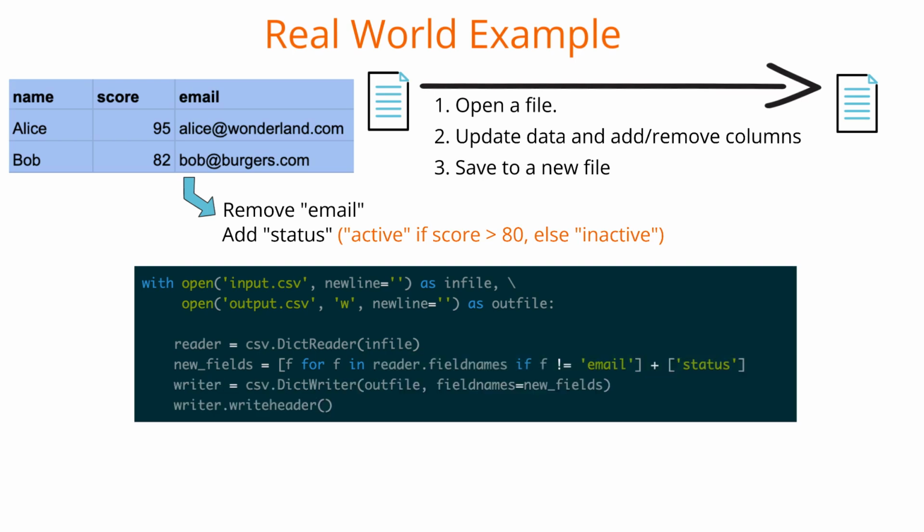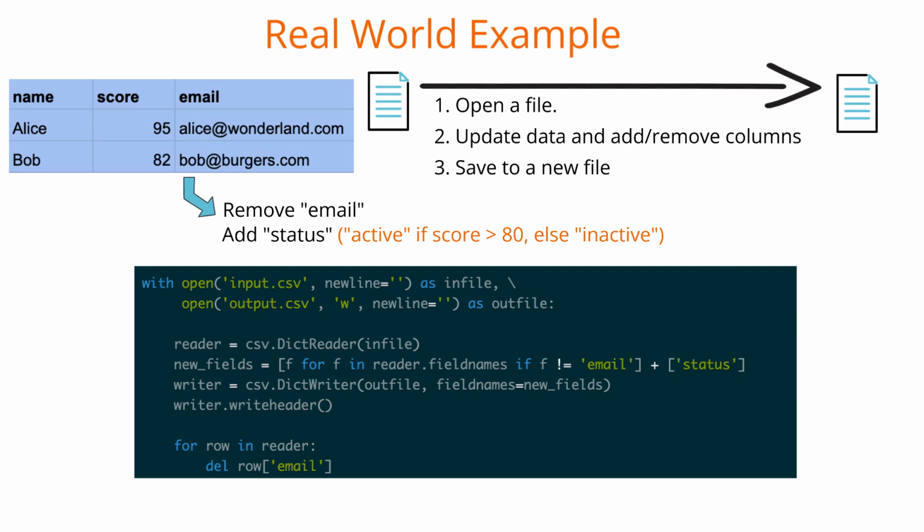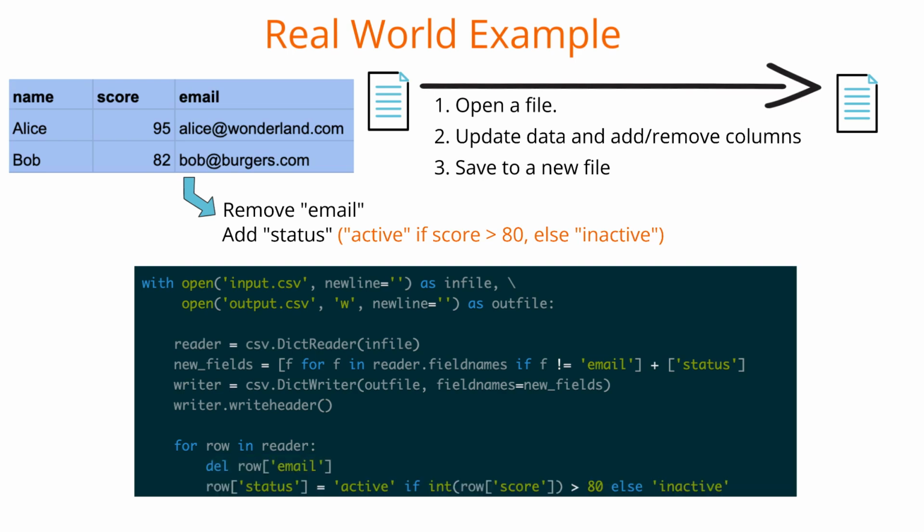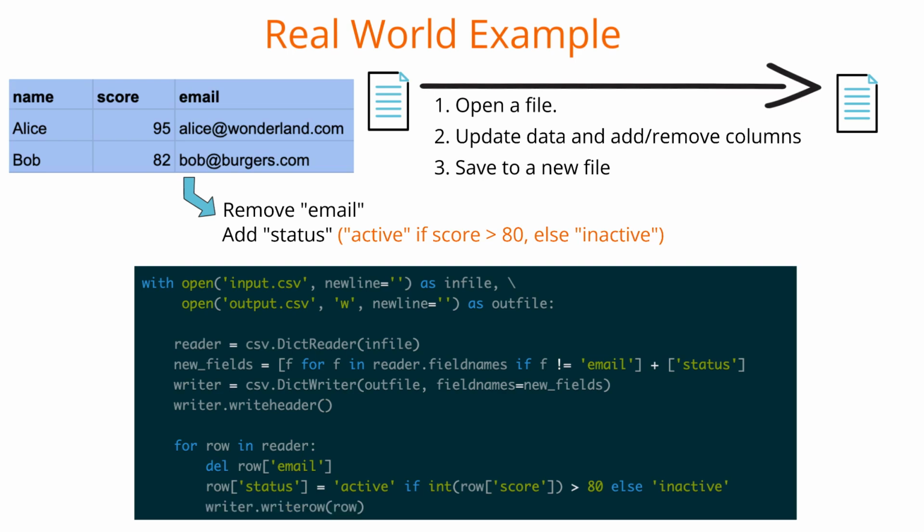Next up, we create our new DictWriter and pass in the output file and field names. After that, we write our header row just like we've done in the past. Now for the interesting part, we loop through all our rows one by one. And we keep in mind each row is a dictionary, which means we're able to delete the email key-value pair on each iteration. We then set status in the row dictionary based on the value of score. And lastly, we write our row using writer.writerow.